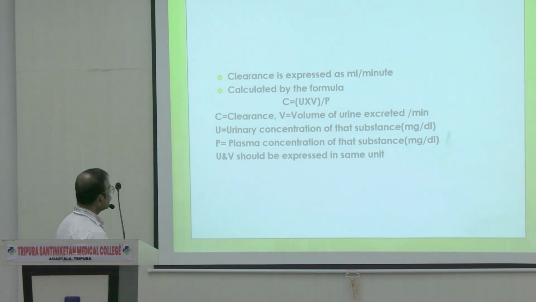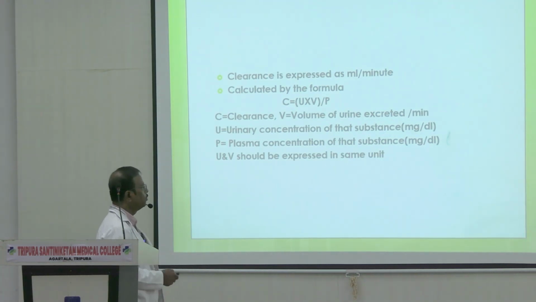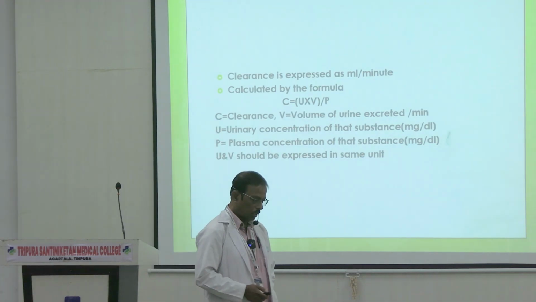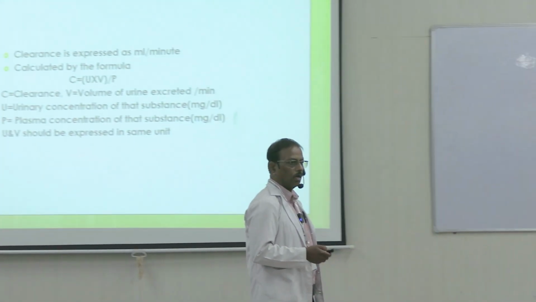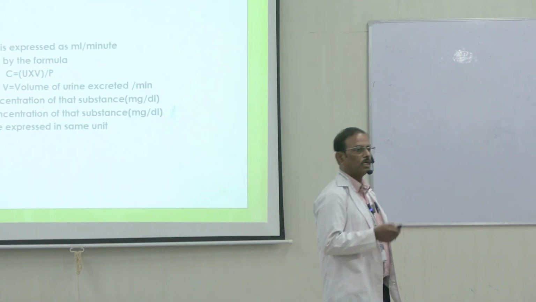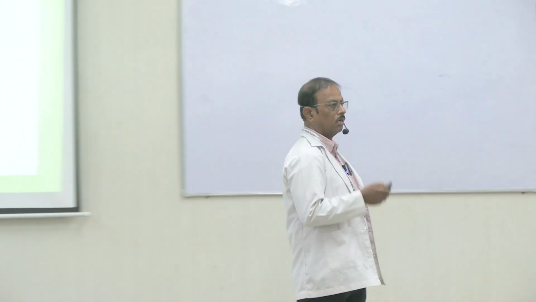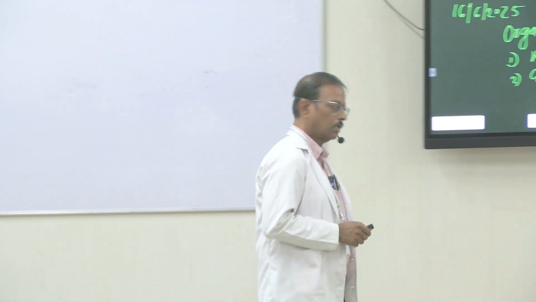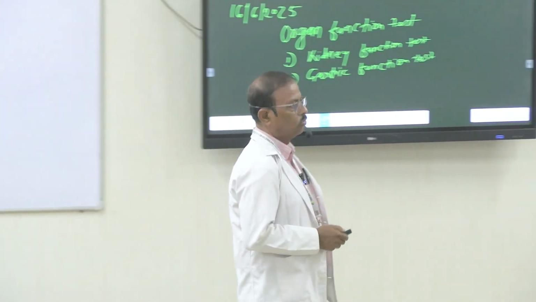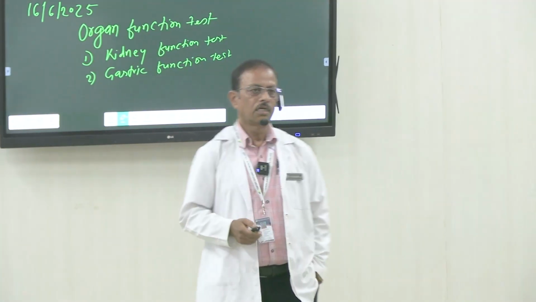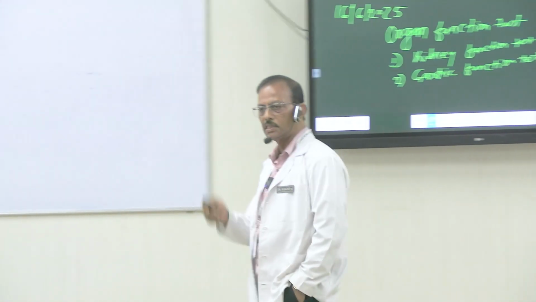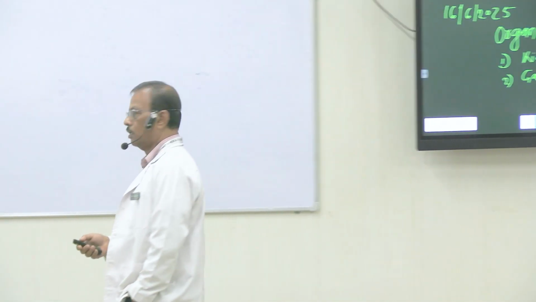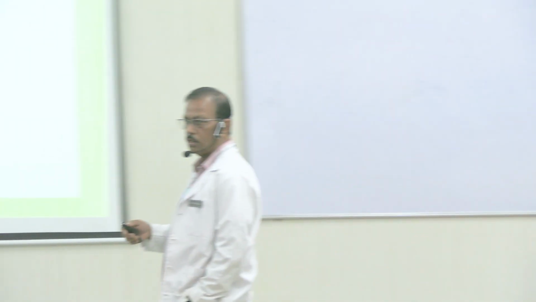Now, how to determine the volume of urine excreted per minute? In such situation, the patient is allowed to collect urine in a bottle for 24 hours. In the morning, he is asked to void the urine. Then, whenever he passes urine, he has to pass in a container and collect it till the next morning.